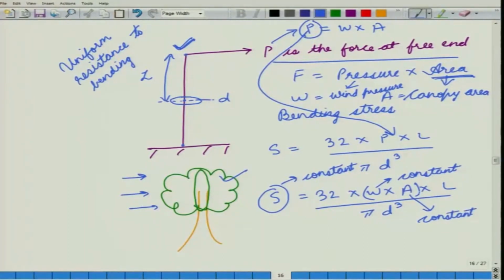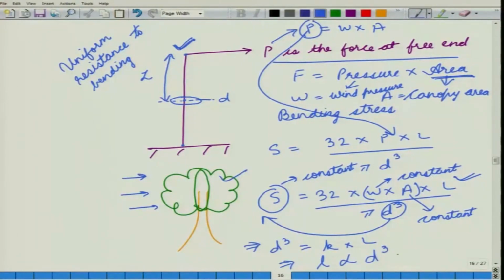So, if we rearrange this equation and put d cube here, we will have d cube equal to all these constants times L, which would imply that L is proportional to d cube. Now, this is the equation of a cubic paraboloid.